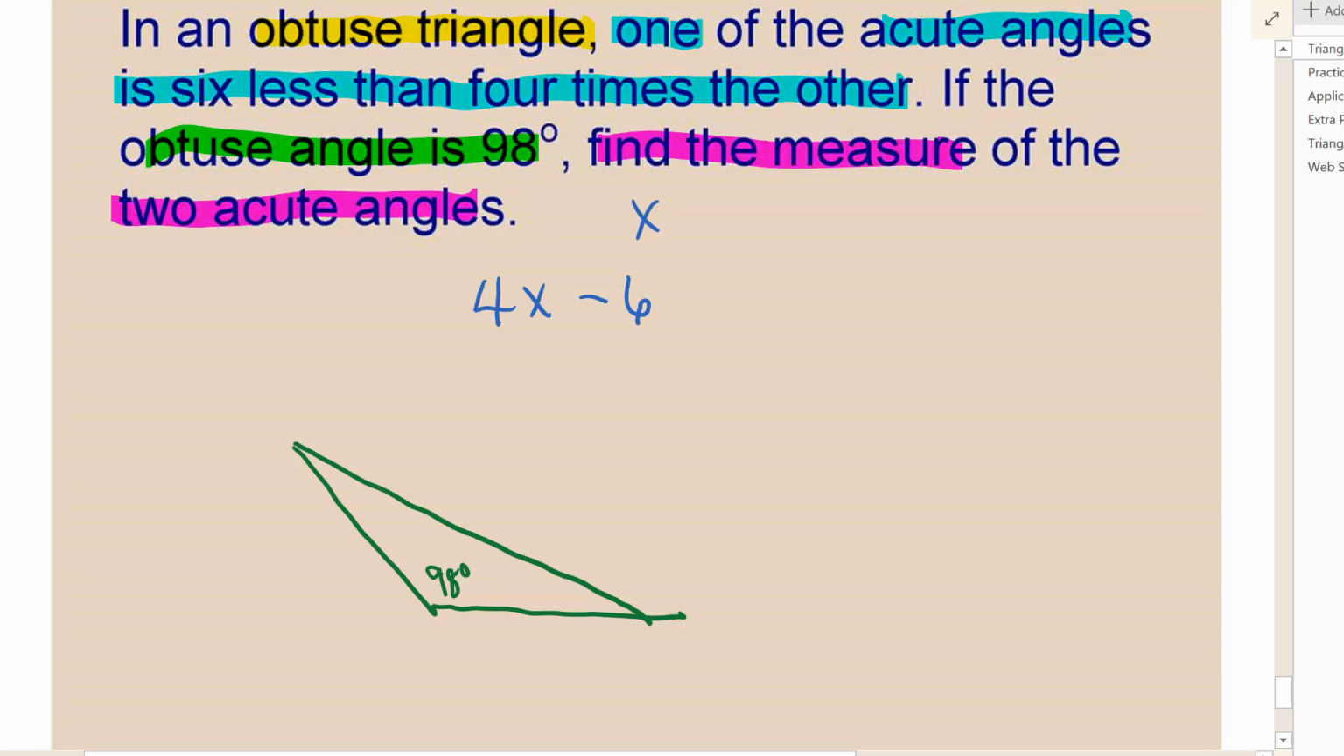One of my acute angles is x. I'm going to put x degrees. The other one is going to be 4x minus 6 degrees. Okay, so now that you have this idea, go ahead and solve an equation where you set up all of these angles adding together to equal 180. You solve for x, and then you plug x back into our two angles that we're trying to figure out here, x and 4x minus 6. So try that and then check that.